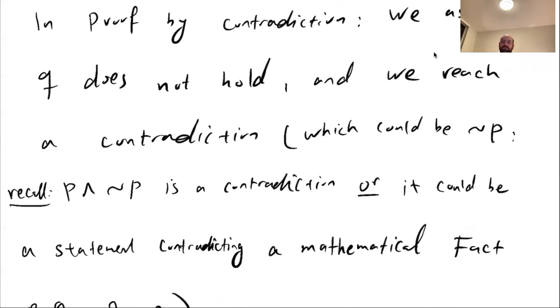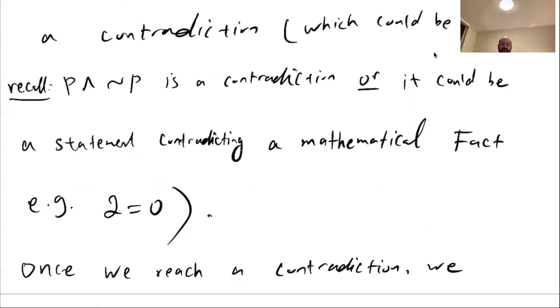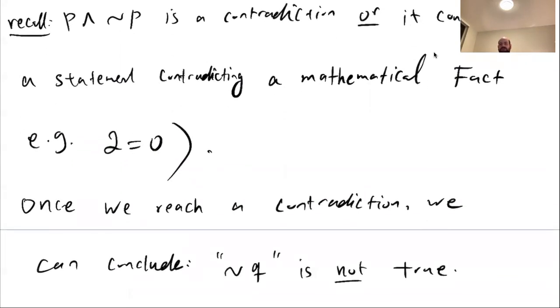or we can derive another type of contradiction. So if we derive negation P, that would be a contradiction because P and negation P is a contradiction. Or we can have another type of contradiction. For example, 2 equals 0. That's also another type of contradiction. So anyways, the summary is that we want to show Q is right. So we assume Q is not right. We reach a contradiction. And this means that negation Q cannot be right, true. So that means Q must be true. And that's exactly what we want to show.